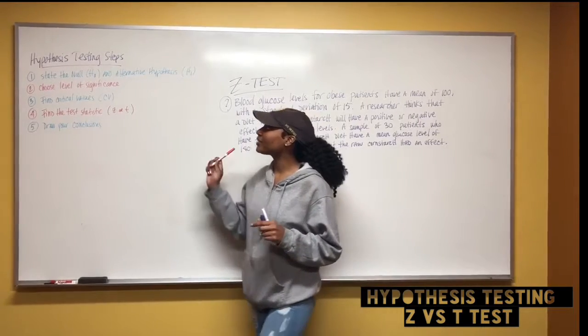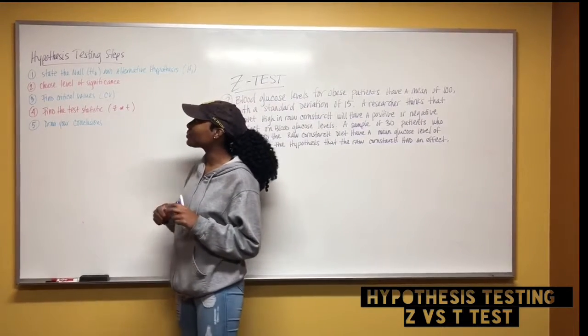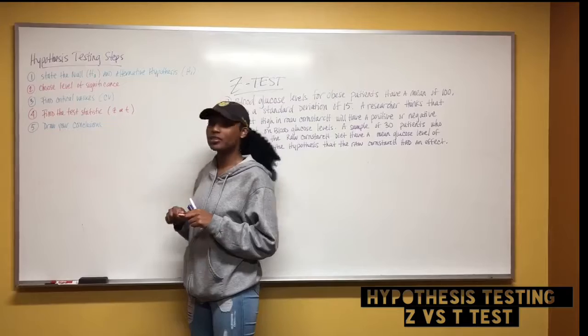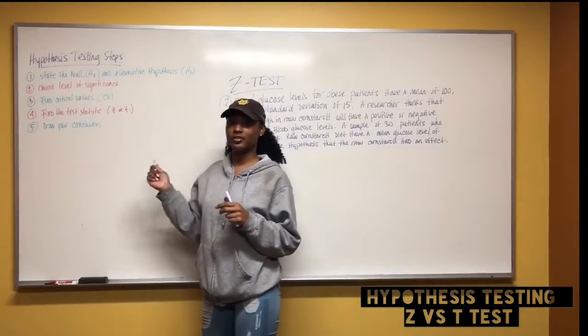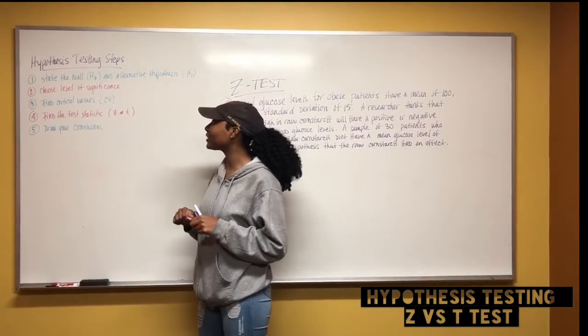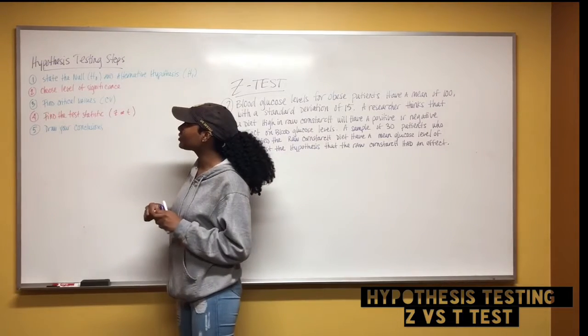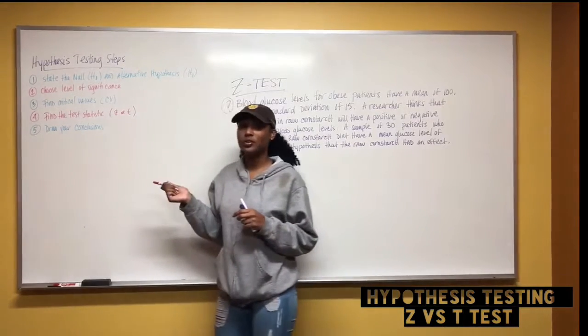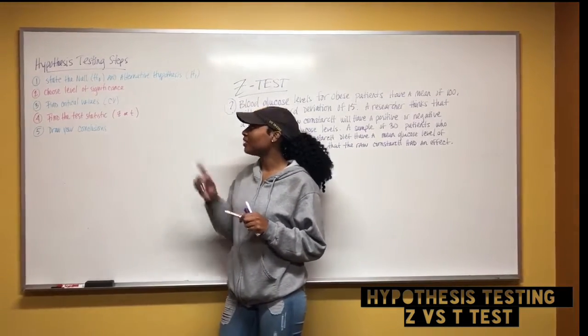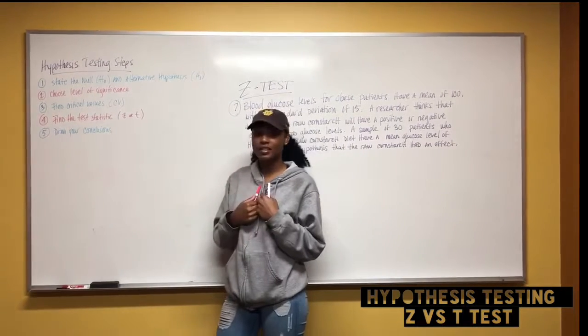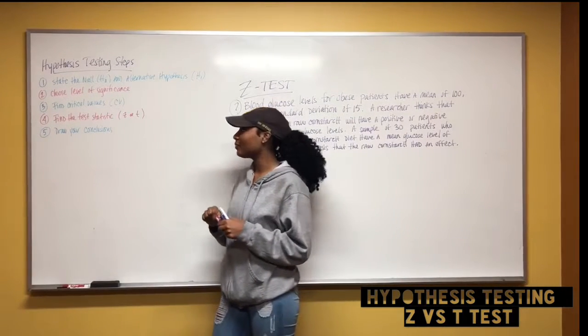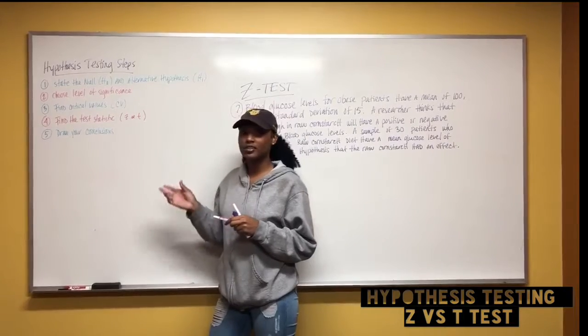With the first steps, there are 5 steps total with hypothesis testing. The first one, we're going to state the null and alternative hypothesis. Second, we're going to choose our level of significance. Third, critical values. Fourth, we're going to be finding our statistics. So in my case, I'll find the Z, and in hers, she'll find T. And then lastly, we'll draw our conclusions.